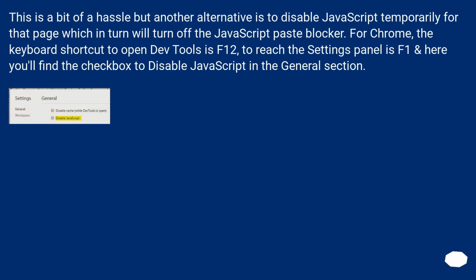This is a bit of a hassle, but another alternative is to disable JavaScript temporarily for that page, which in turn will turn off the JavaScript paste blocker. For Chrome, the keyboard shortcut to open DevTools is F12, and to reach the settings panel is F1. Here you'll find the checkbox to disable JavaScript in the General section.